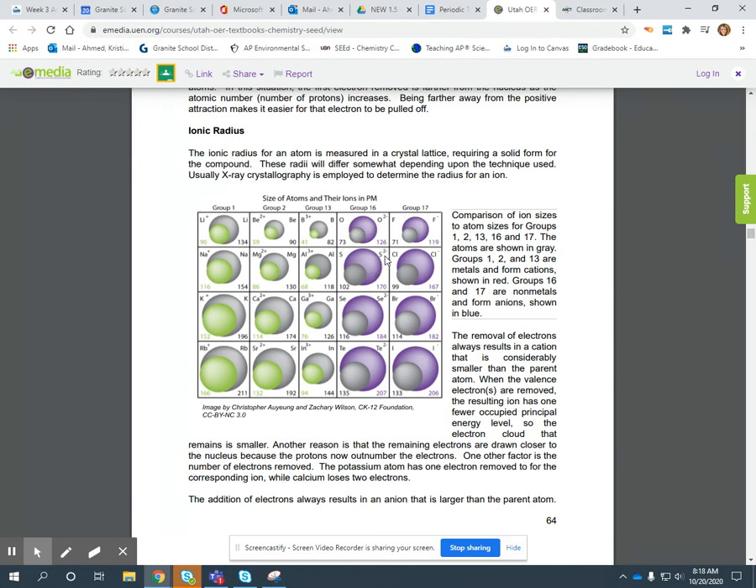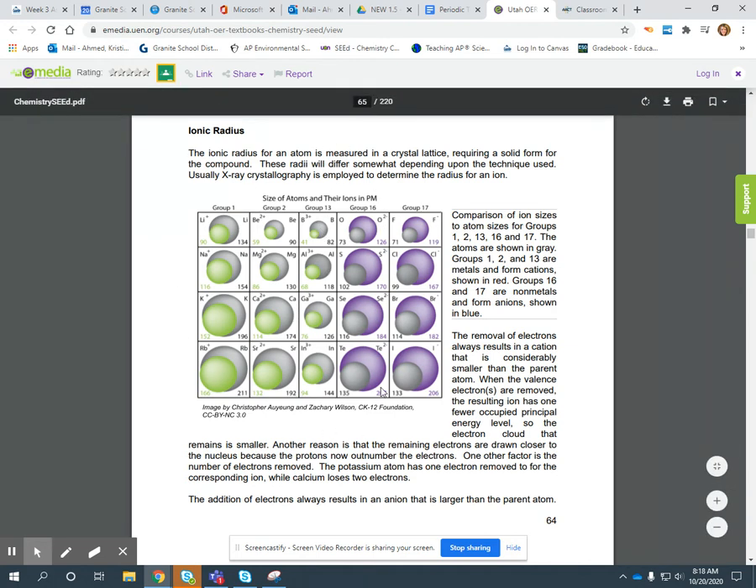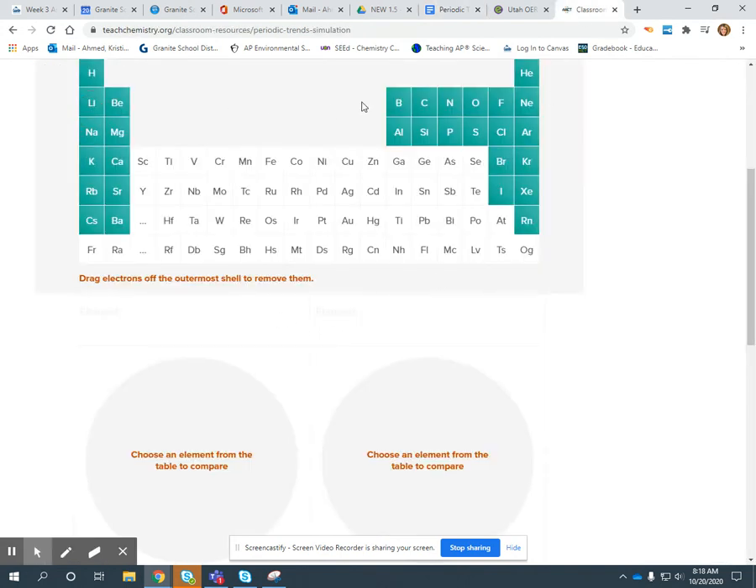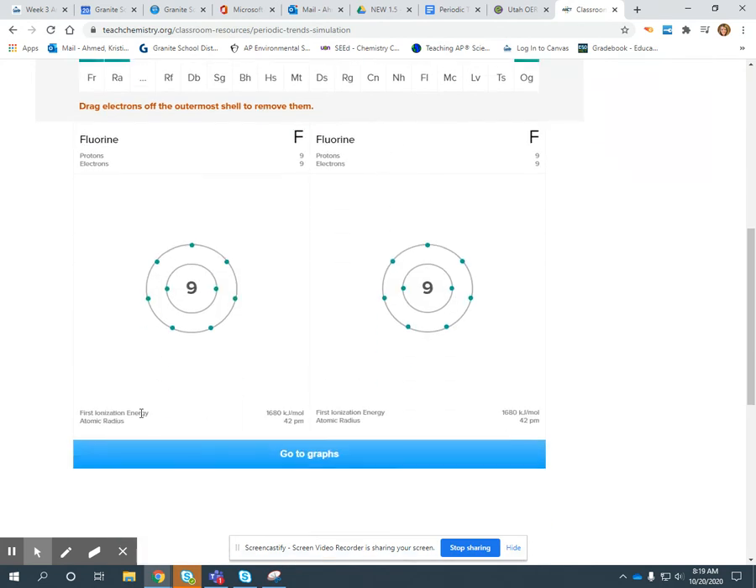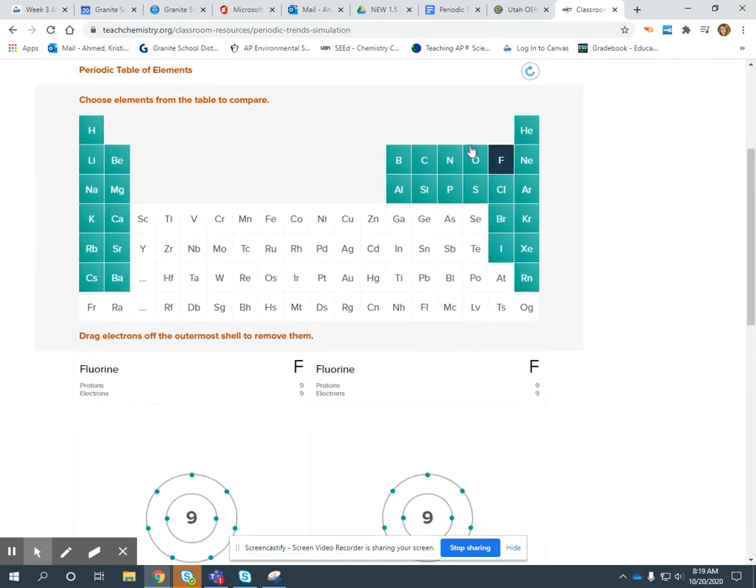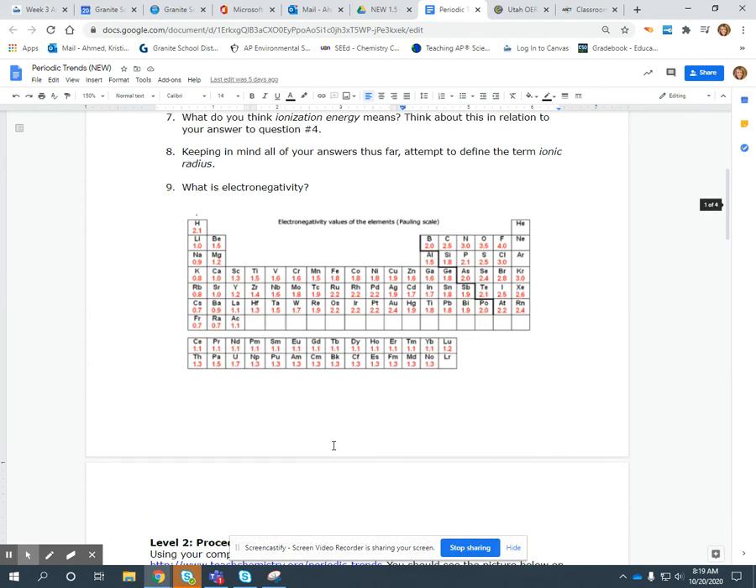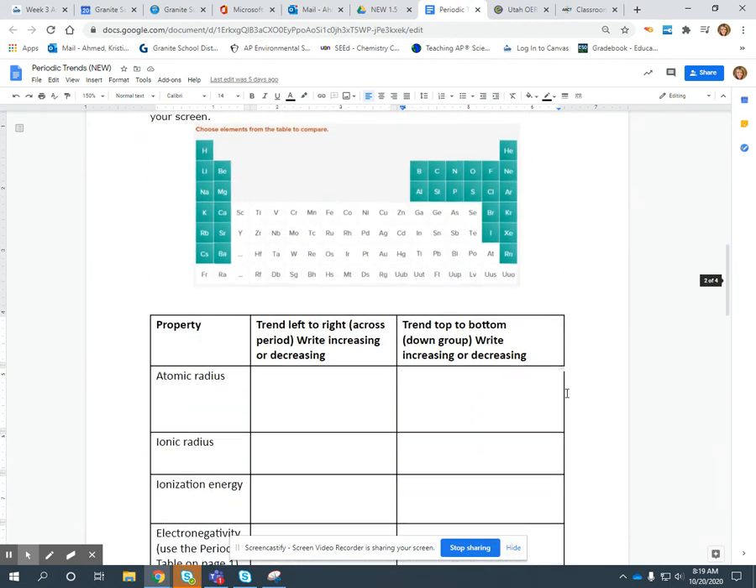So for ionic radius, think about what happens to our positive ions, all these ones in green, and what happens to our negative ions, all these ones in purple. You can use the information in your text to help you identify that trend. For ionization energy, the values will be given on your simulation. So look at those numbers and compare them. And for electronegativity, which is our final trend, you're going to refer to this chart to compare the numbers, what happens across the periods and what happens down each group. Are the numbers increasing or decreasing, and why?